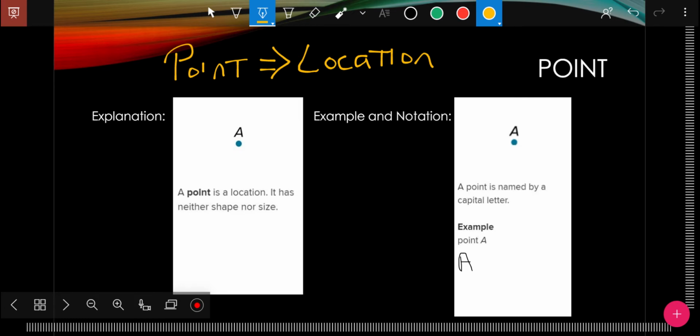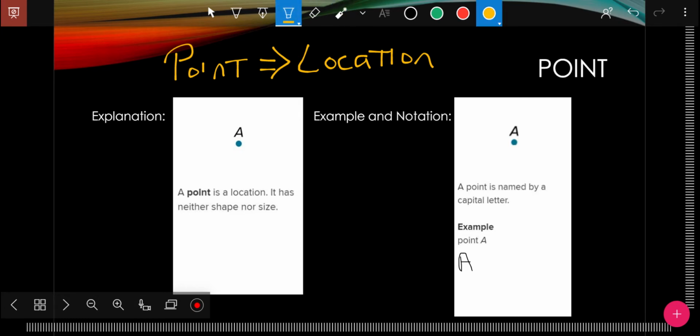And so we want to keep everything as simple as we can. The building blocks being point, line, and plane. And our definition of point is location. Now, how do I draw a point? That's over here. It's just a dot with a capital letter beside it. How do I let somebody know that's what I'm talking about? Just with a capital letter.